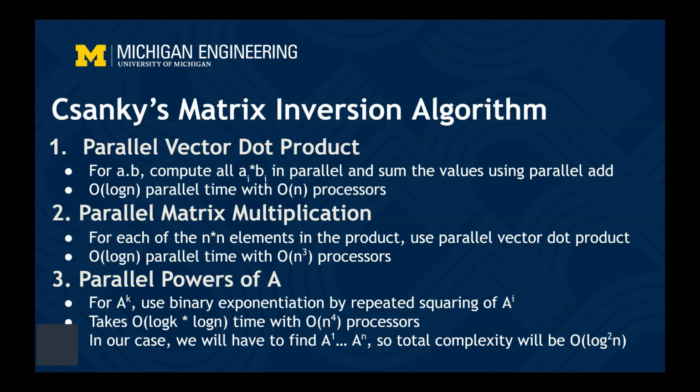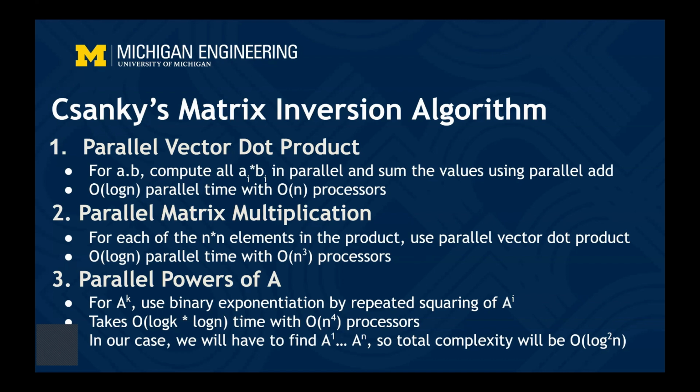And then parallel matrix multiplication extends the vector dot product algorithm. For each of the n times n elements, it uses the parallel vector dot product algorithm. So this takes O of log n parallel time and uses O of n cubed processors.